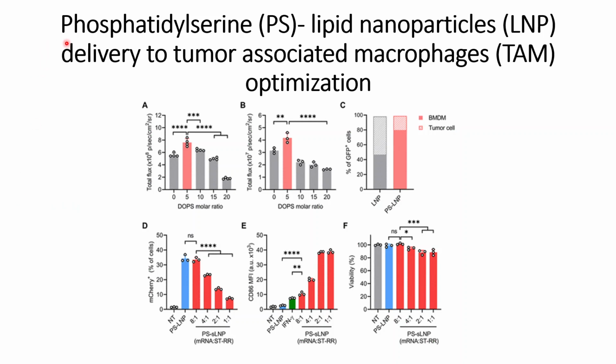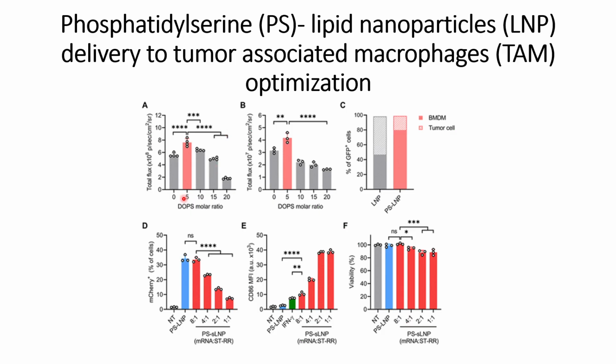In this video, we will discuss the optimization of lipid nanoparticles so that they can deliver to tumor-associated macrophages. In this case, they exploited the eat-me signal of the tumor-associated macrophages, that is phosphatidylserine. They combined this phosphatidylserine with the lipid nanoparticle at different ratios and found the optimum condition at which the mRNA inside the lipid nanoparticle will be inserted into the tumor-associated macrophages through phagocytosis.